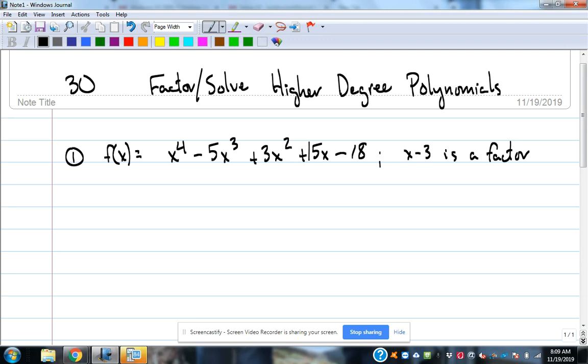So here's what we're going to do. We're going to take this one, and we've got x to the fourth minus 5x cubed plus 3x squared plus 15x minus 18. And I'm telling you that x minus 3 is a factor of that polynomial.